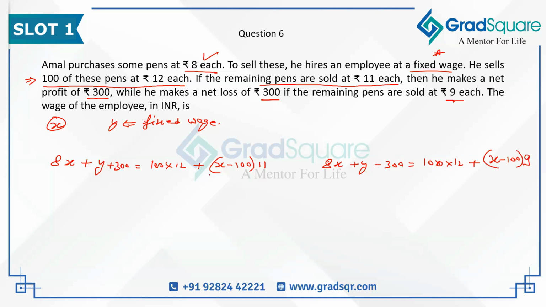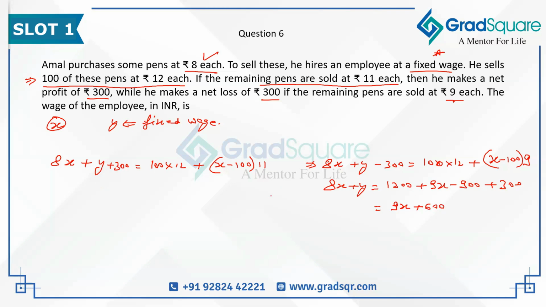Now, with the help of these two equations, you will have to get to the value of y. Now, 8x plus y is something that I can get in terms of X itself from the second equation and replace it in the first equation. So let's try to look at this. It is 8x plus y equals 1200 plus 9x minus 900 plus 300. So 8x plus y would turn out to be equal to 1200 minus 900 is 300. So 9x plus 600 is what you are getting as the value of 8x plus y in terms of x, right?